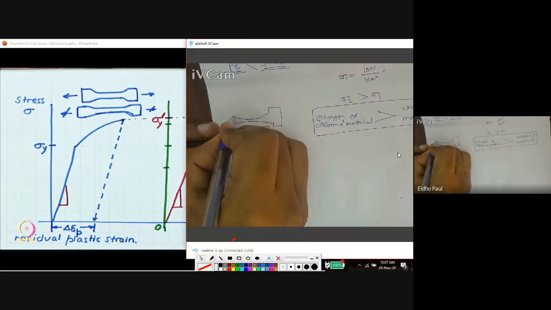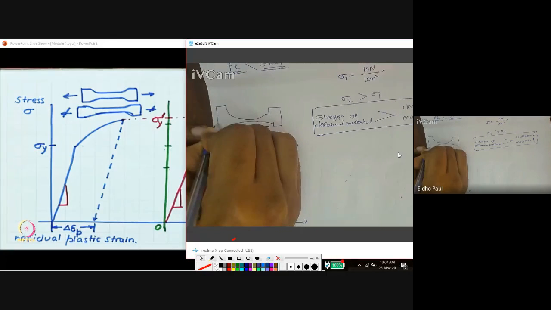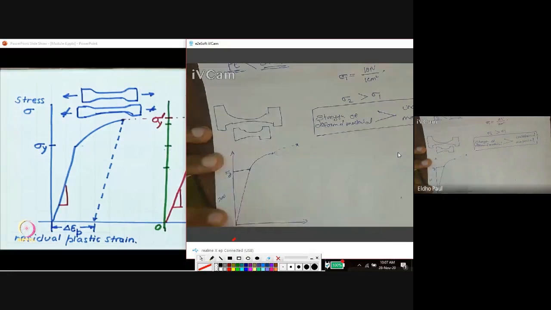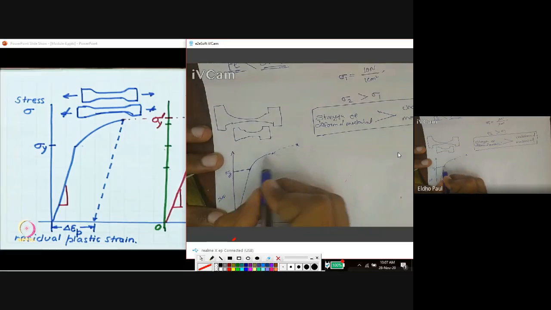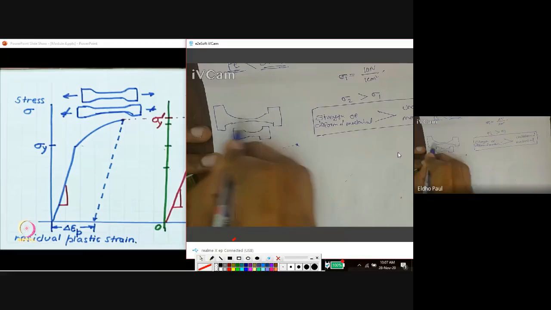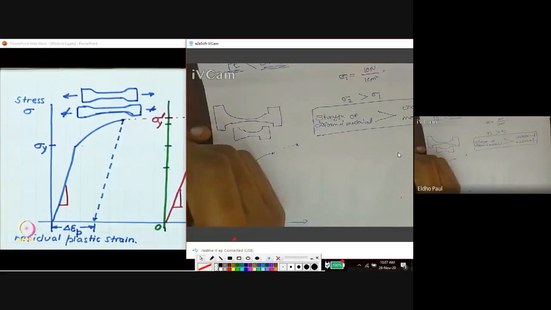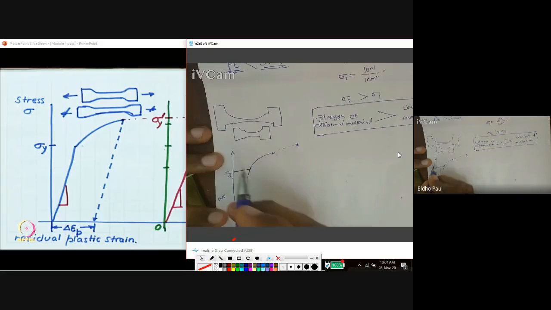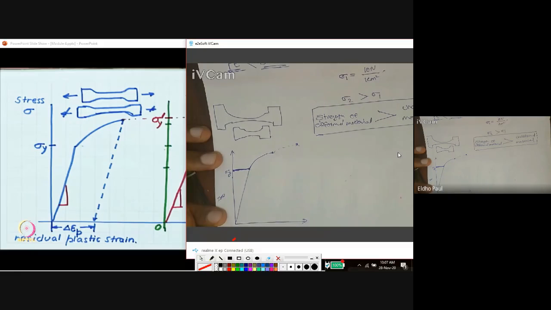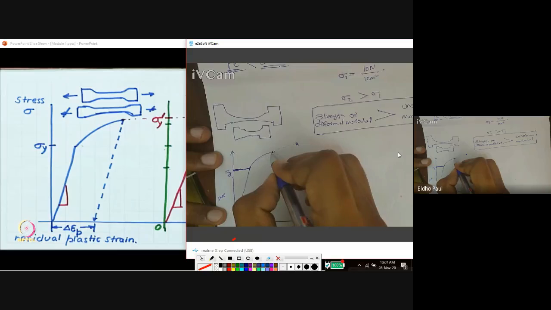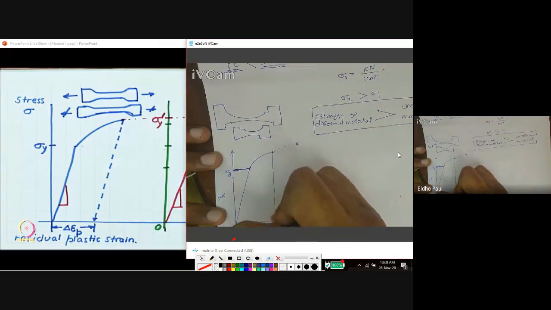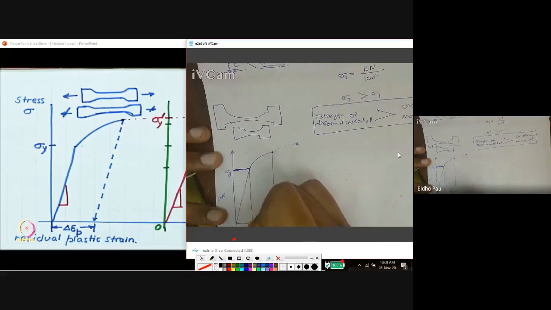Okay, there is an increase in size of the material. Length is increased. From this point to this point, the length is increased and diameter is reduced. This is the yield strength of the material, the stress which is required for the plastic deformation. And what is the corresponding strain? This much is the corresponding strain.